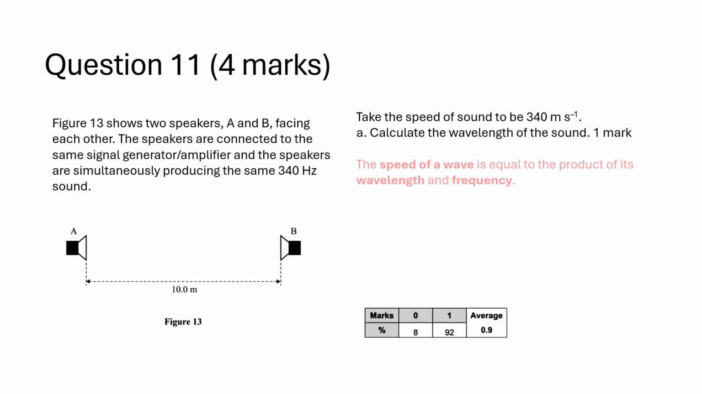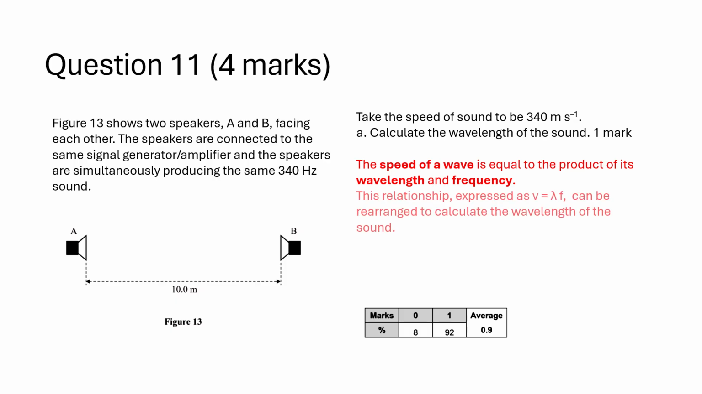The speed of a wave is equal to the product of its wavelength and frequency. This relationship, expressed as v equals fλ, can be rearranged to calculate the wavelength of the sound.